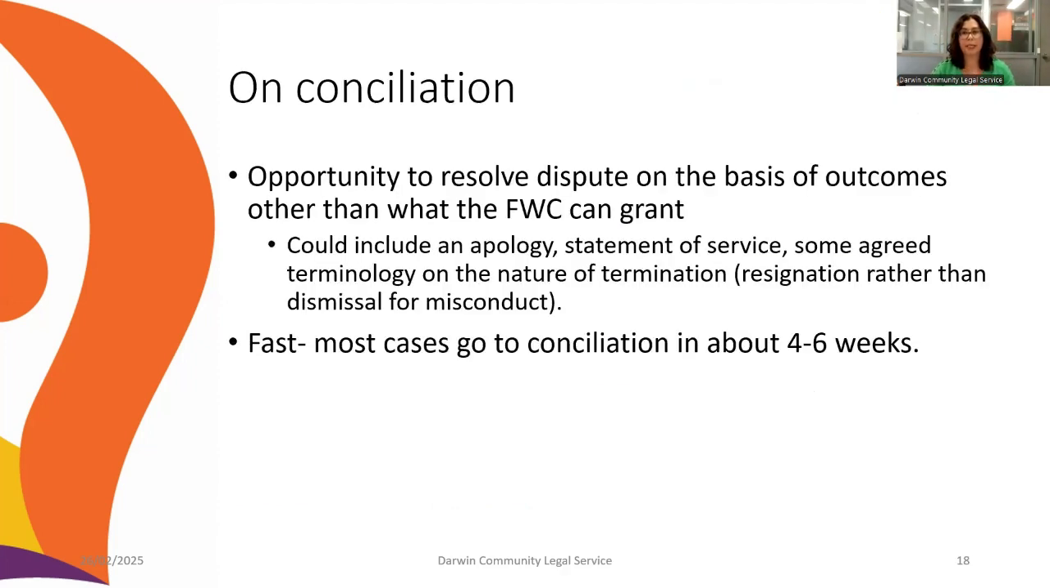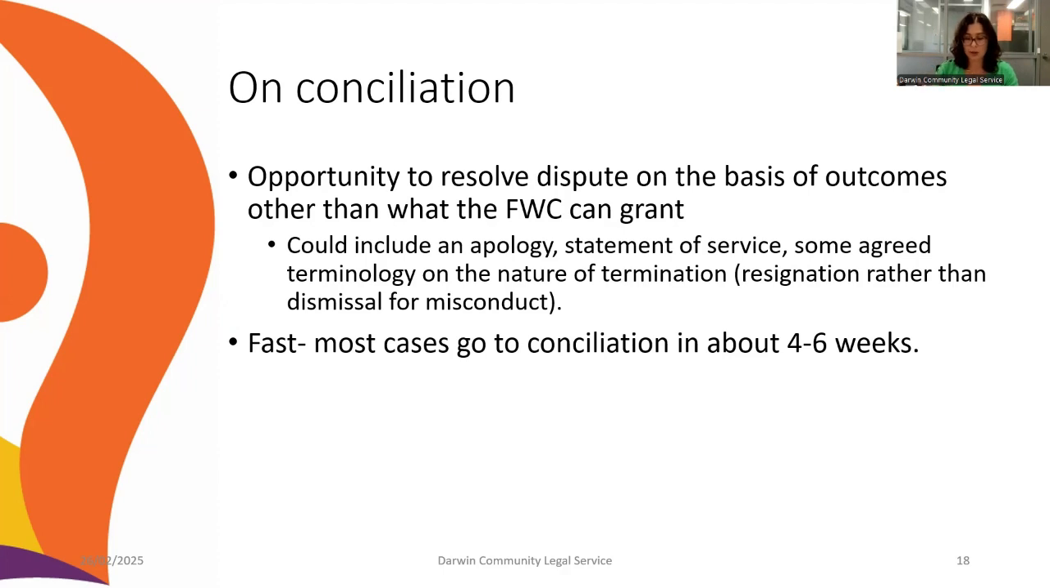Conciliation, I think, is really useful in this scenario. It's an opportunity to resolve for a much broader set of outcomes than what the Fair Work Commission can actually grant if you go the full way. I think it's pretty successful. Stuart's employment text, the 2021 edition, has some stats. Around 80% of matters are resolved at the conciliation stage or before it, which is pretty significant, particularly given conciliation happens in about 4 to 6 weeks. So most things can be resolved pretty quickly, basically.